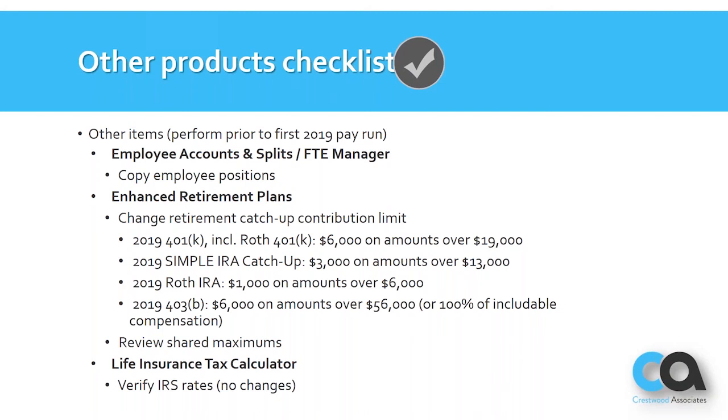So if you're using accounts and splits, or FTE manager, then you'll want to make sure that you copy your employee positions. If you're using enhanced retirement plans, you'll want to change your catch-up contribution limits. And we have all that information laid out here for you on what those changes are for 2019. And then you'll want to review your shared maximums to make sure that those are correct. And then for life insurance, as of right now, there's no changes, but it's recommended to verify those IRS rates just to make sure that you have all of those in there.